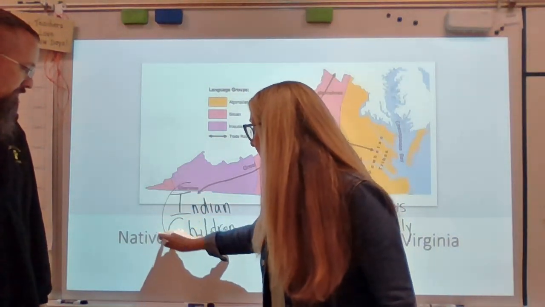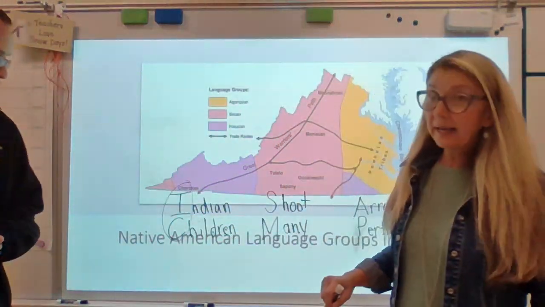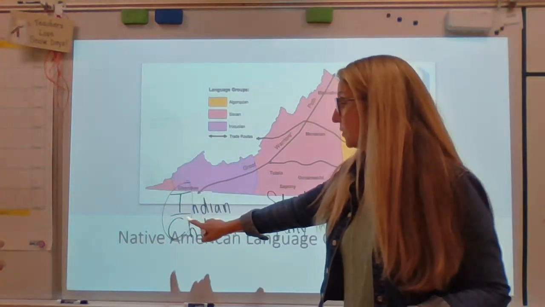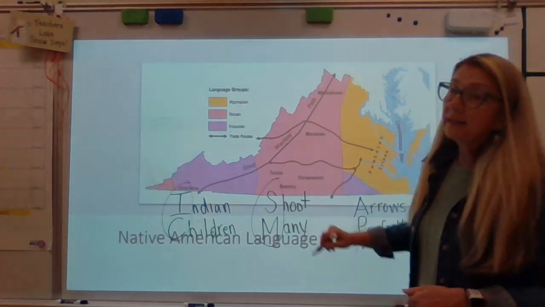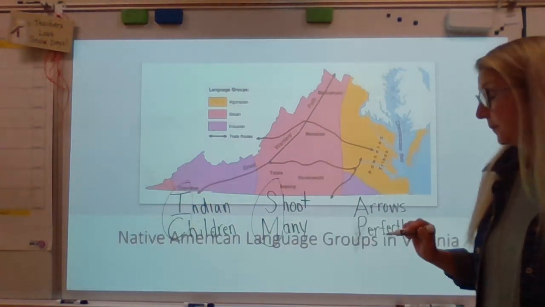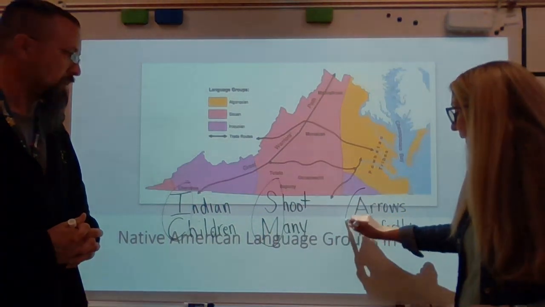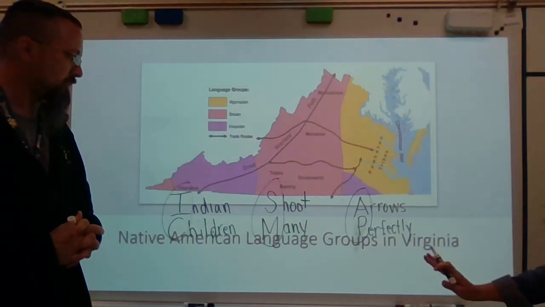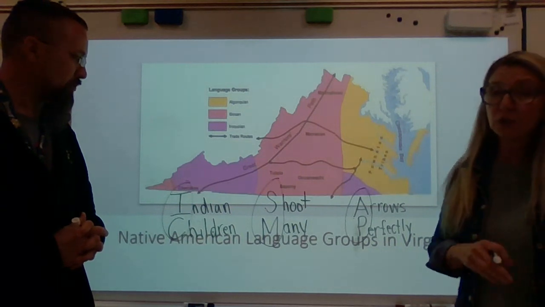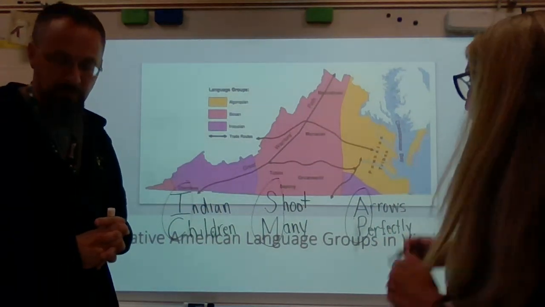Okay? In this first section, we have the I and the C for Indian children. In the second section, we have the S and the M for shoot many. And in the third section, we have the letter A and the letter P for arrows perfectly. So Indian children shoot many arrows perfectly.